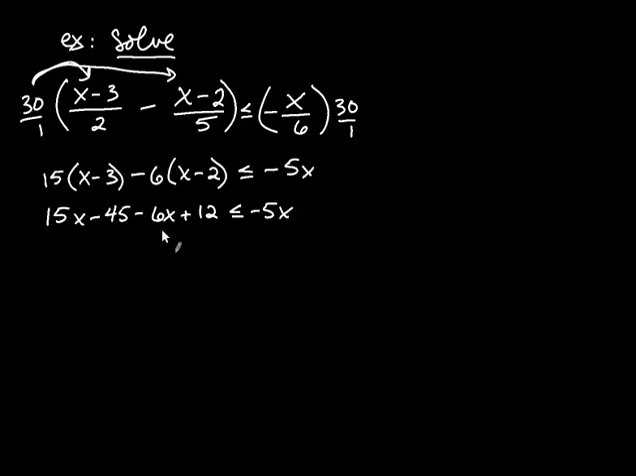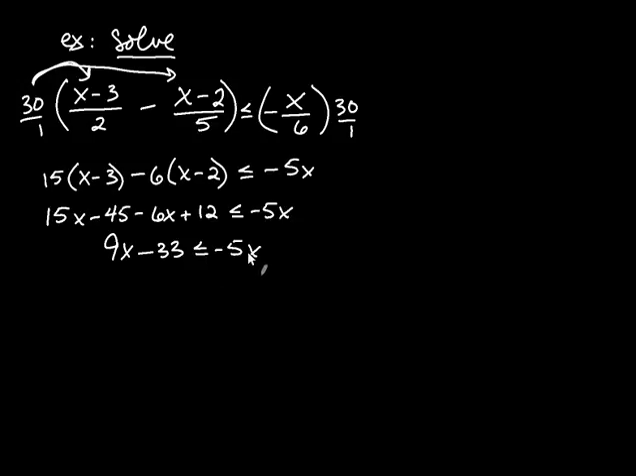And now combining like terms on the left, 15x minus 6x is 9x. And then negative 45 plus 12, that's going to be negative 33. And that's less than or equal to negative 5x.